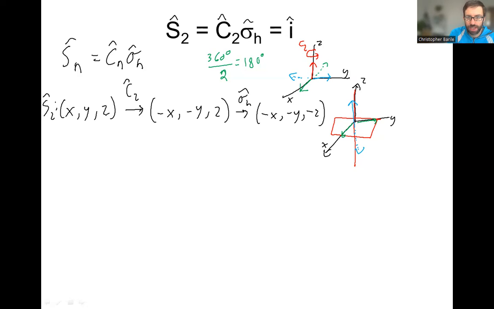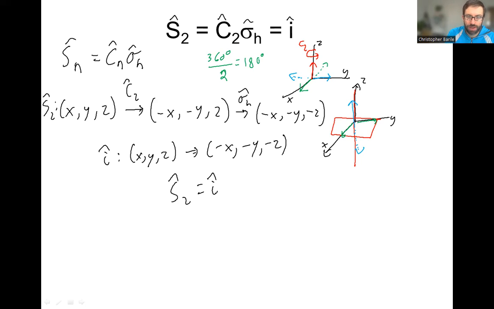It takes any arbitrary point X, Y, Z, and goes to negative X, negative Y, negative Z. Well, that is the definition of inversion. The definition of inversion is that you take any arbitrary point X, Y, and Z, and it goes to the negative of themselves. So because these two are equal, an S2 is equal to inversion. So you'll never see S2 written out. Instead, you'll see inversion. S3 and any higher order Sn improper rotation axis are unique operations. They're different than any other symmetry operations that we have.